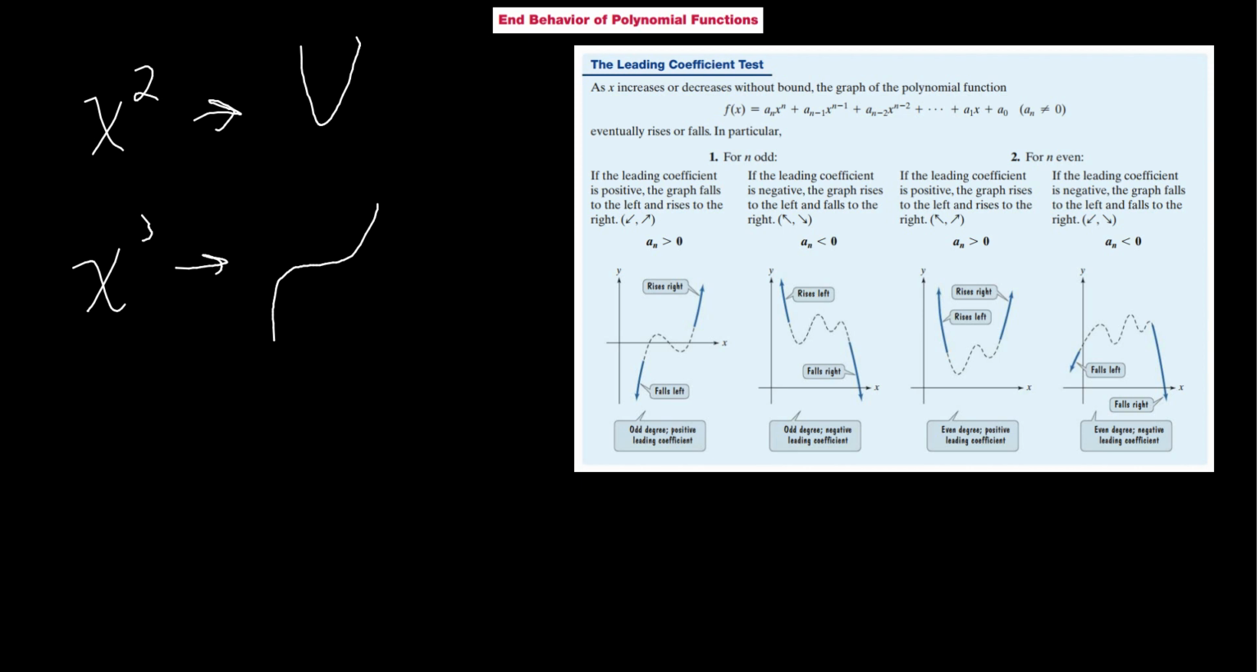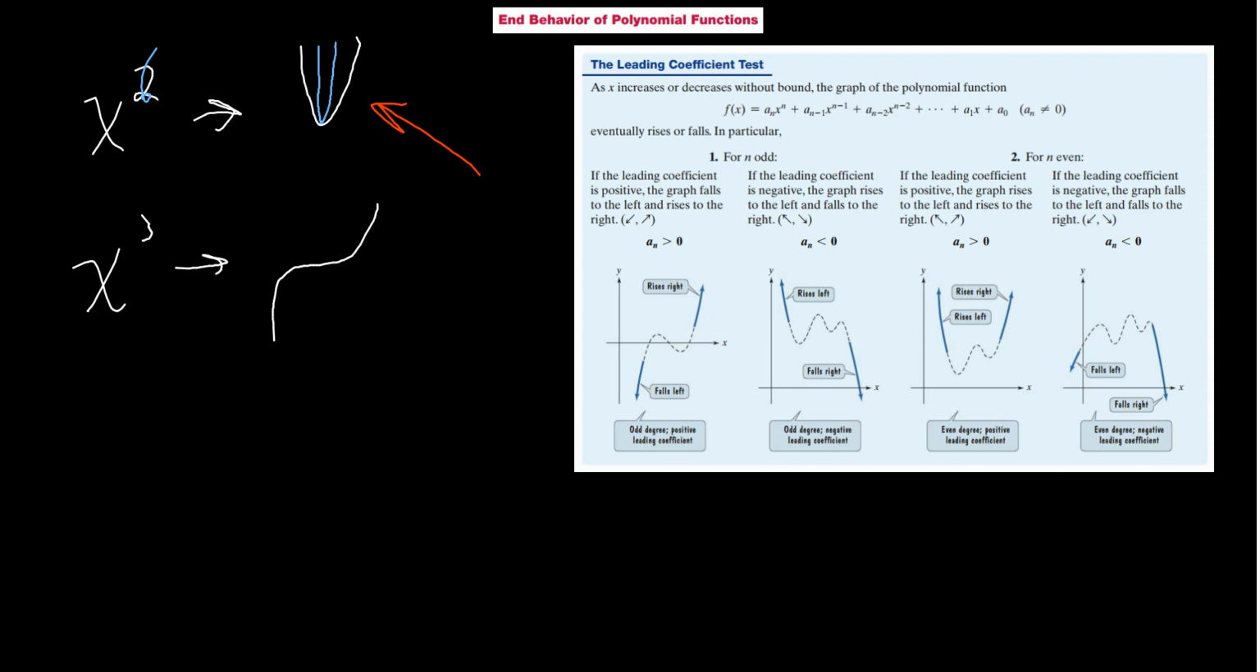Well, x squared is a parabola that looks like this. So does x to the fourth. Let's make it blue and overwrite it. It looks like that, but it's a little steeper. And then x to the sixth, let's erase that blue there, would be even steeper.